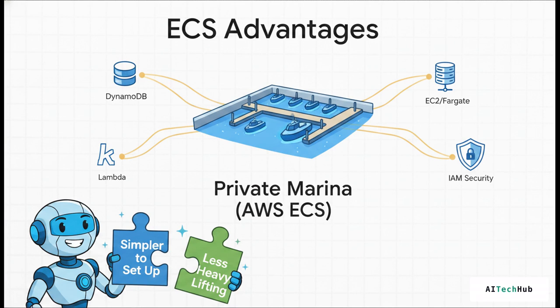Think of EC2 as bringing your own boat to the marina. You still have to maintain the underlying servers yourself, doing all the patching and scaling. Fargate, on the other hand, is like just renting engine space. It is entirely serverless compute for your containers.